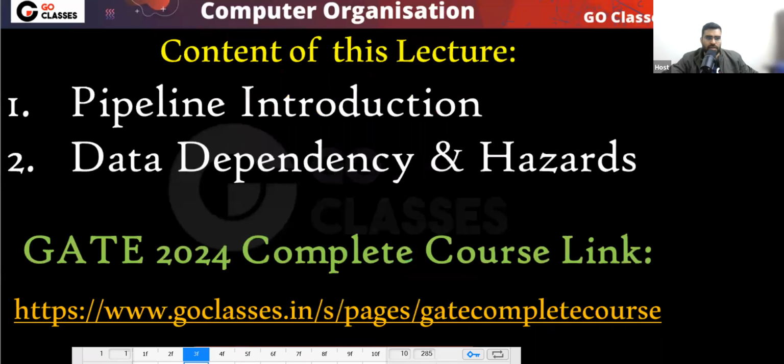In this lecture, first we will see the pipeline introduction, then we will see some GATE questions. Most of the GATE questions come from this topic. Then pipeline performance. Let me tell you, in the GATE exam almost 50% of the questions come from pipeline performance only. The basic questions come from the pipeline, almost 50%. Then we will see data dependency and hazards.